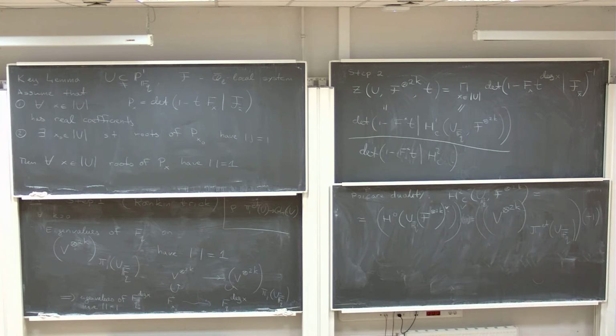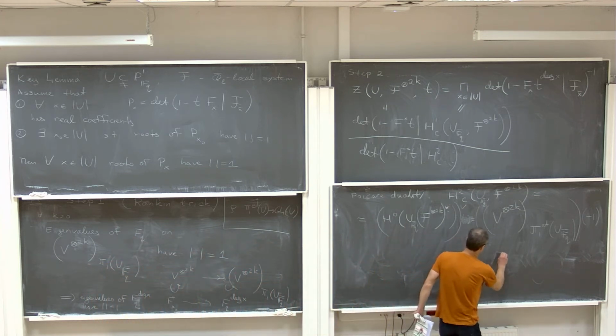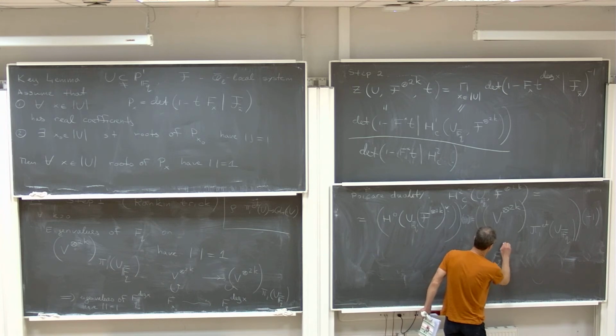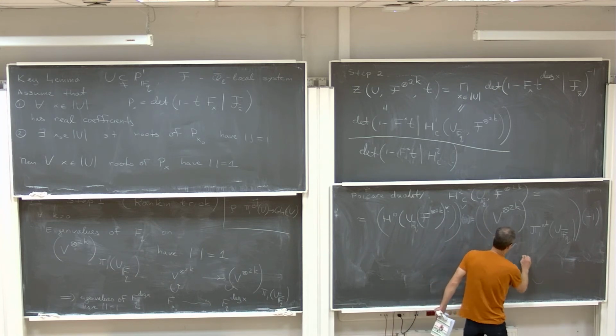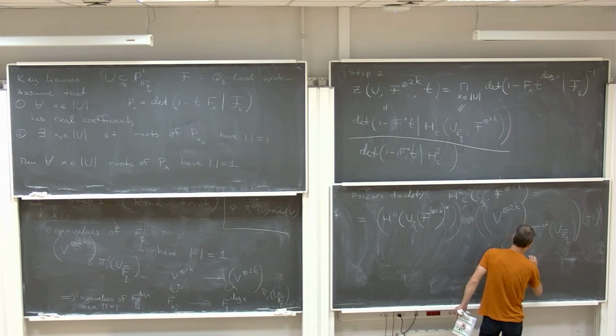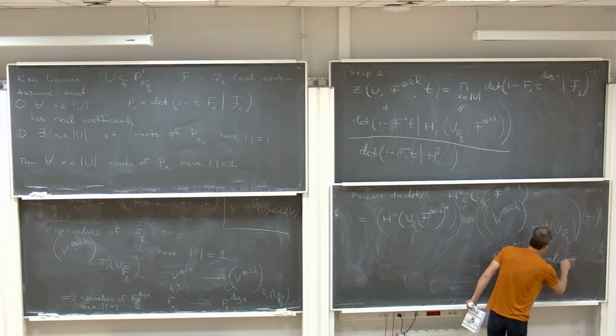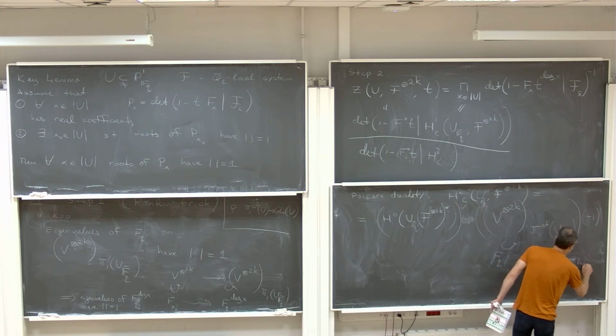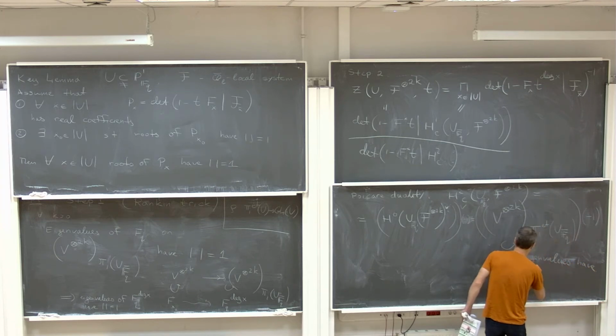Now let's look at this first step. The first step tells me that the eigenvalues of the Frobenius on these coinvariants all have absolute value equal to 1. So that means that here, this Frobenius acts, and the eigenvalues have absolute value equal to q.